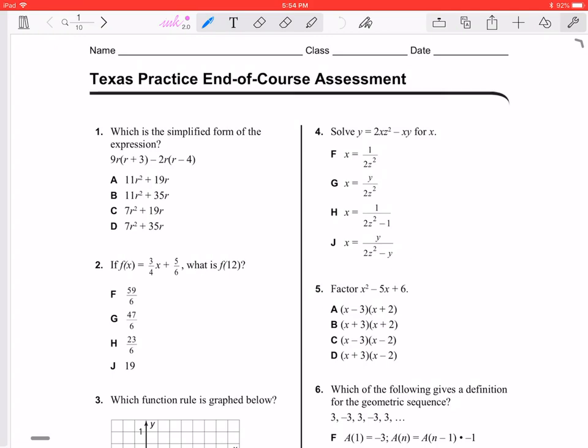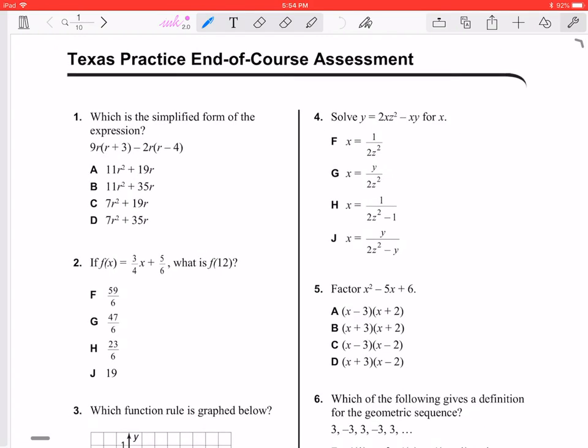And so question number 1, it says, which is the simplified form of the expression? So we have 9r times r plus 3 minus 2r times r minus 4. So we need to distribute. I'm going to distribute this 9r to both terms inside the parentheses. I'm also going to distribute this negative 2r to both terms inside the parentheses.